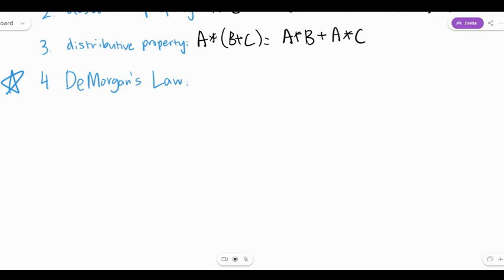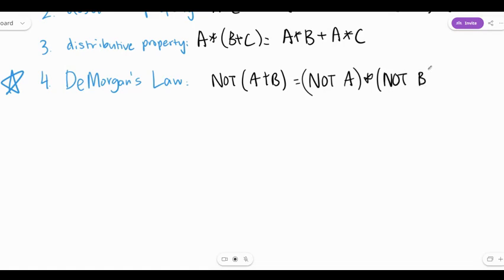De Morgan's law tells us that not (A or B) is equal to not A and not B. In essence, you can distribute the not, but you must change the inner expression from or to and.